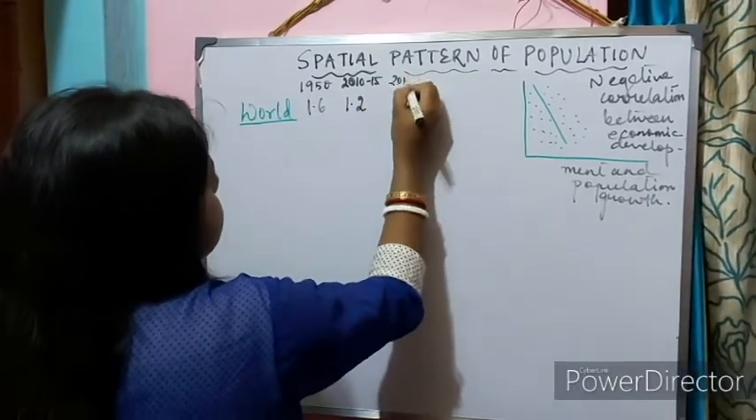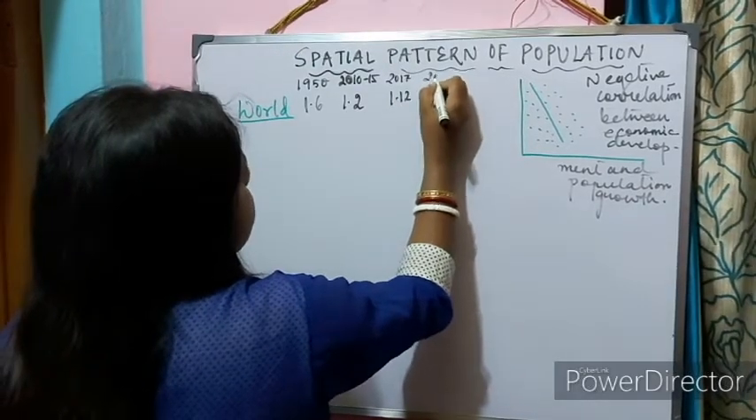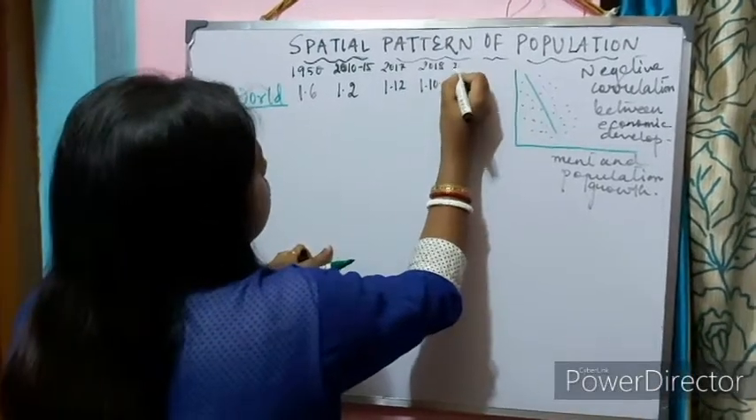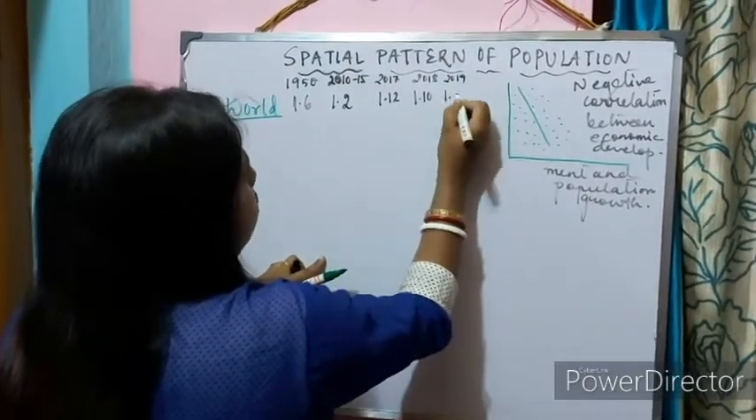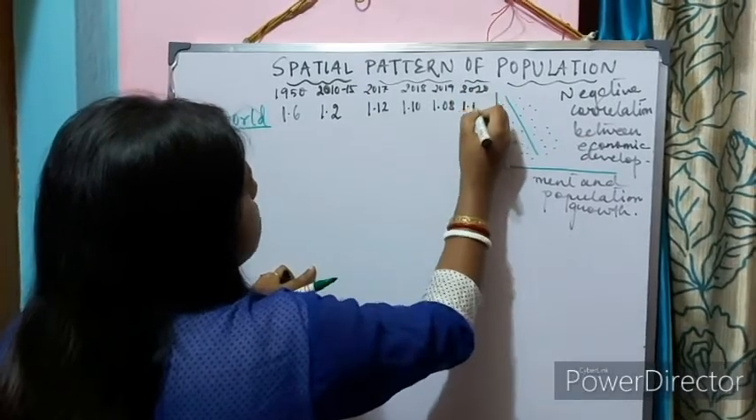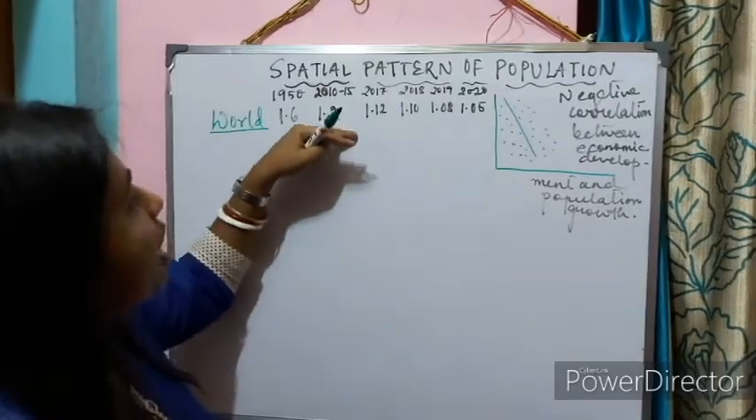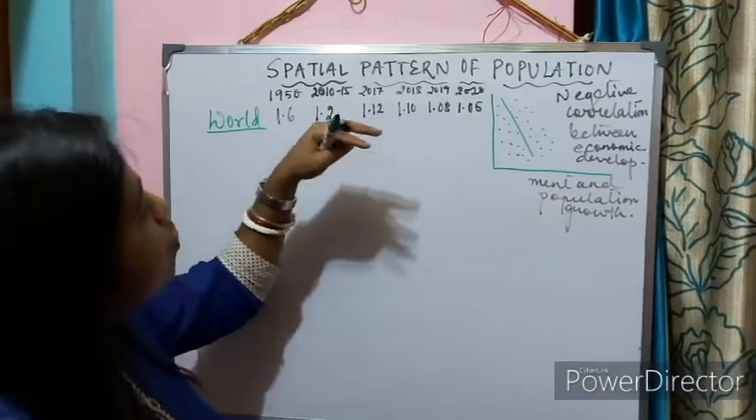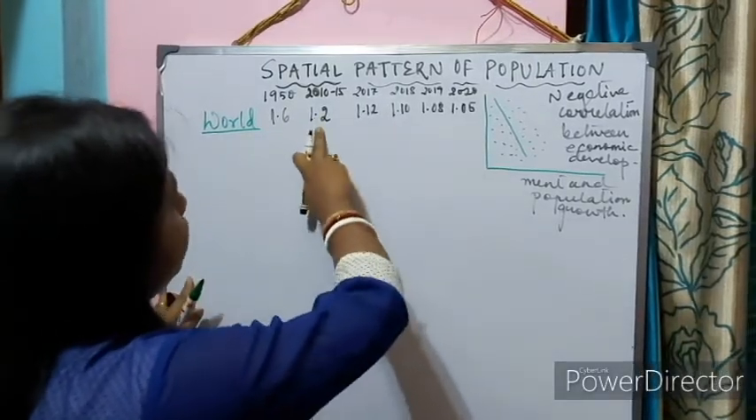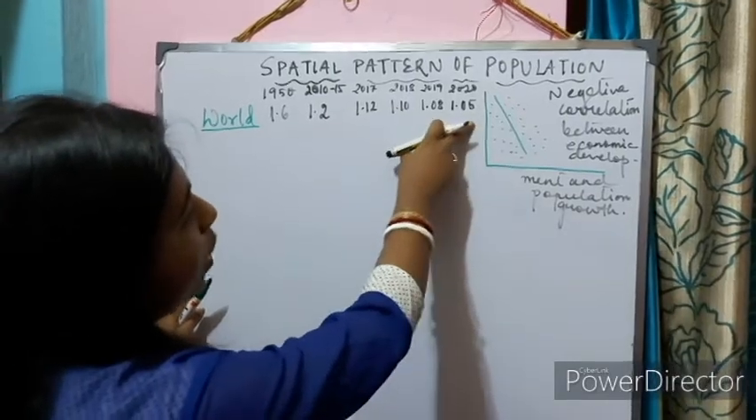In 2017 it's 1.12, 2018 1.10, 2019 1.08, 2020 1.05. So we can see that in the world the growth of population, or the rate at which the population is growing, is diminishing. It's somewhere reducing. First 1.6, then 1.2, then 1.12, 1.10, and now 1.08 and 1.05.